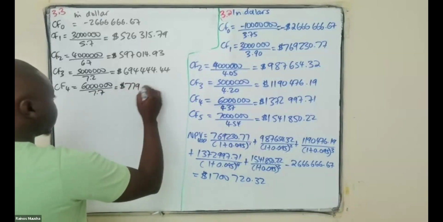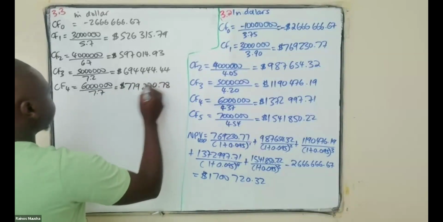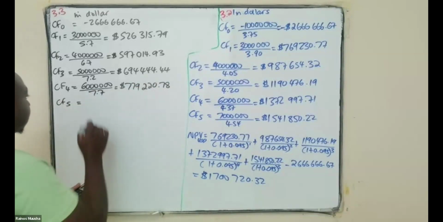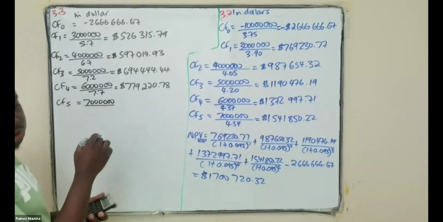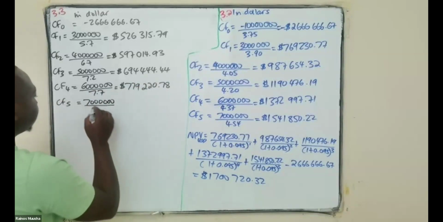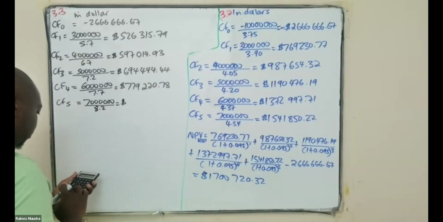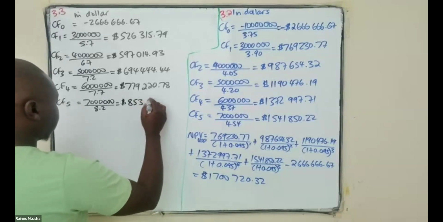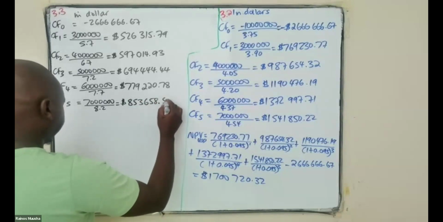You get 779,220.78. And then your cash flow for year 5 will be 7 million divided by the exchange rate of 8.2, and you get 853,658.54.